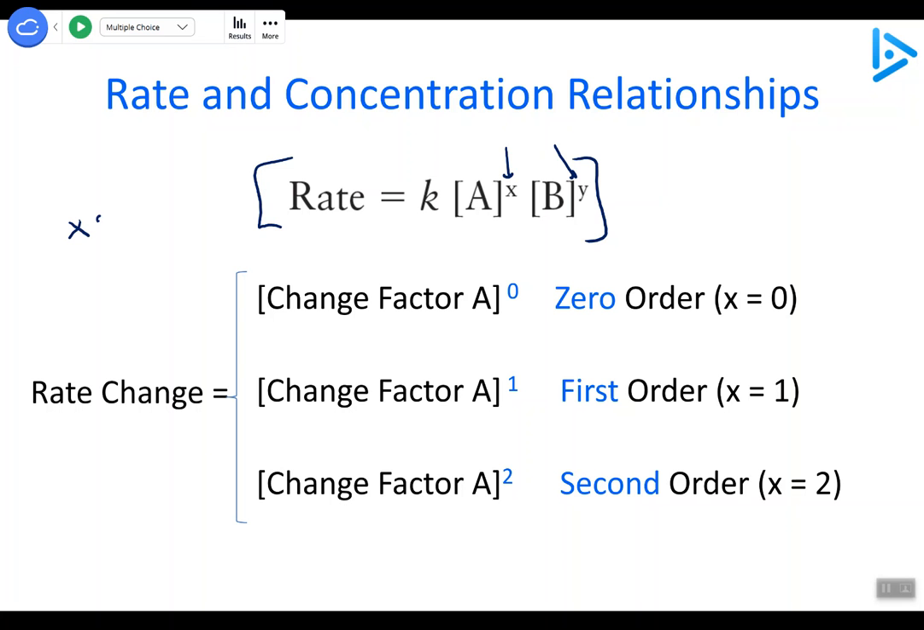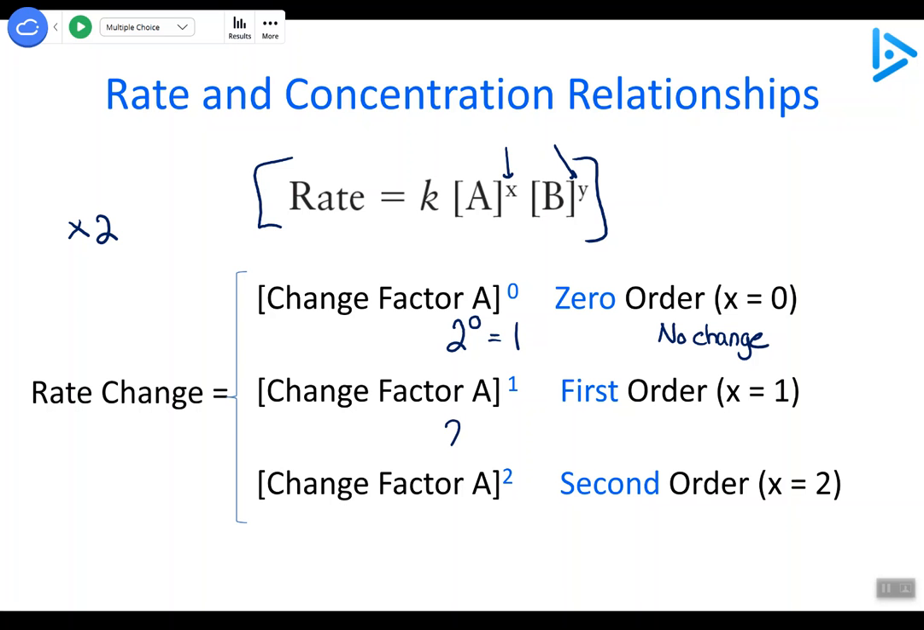Let's imagine I doubled the concentration. So if the change factor was 2, and I took 2 to the power 0, anything to the power 0 is 1. The rate of the reaction was multiplied by 1, which means no change. If I doubled the initial concentration of a reactant and the rate of the reaction didn't change and nothing else changed, then the order would be 0 according to that reactant.